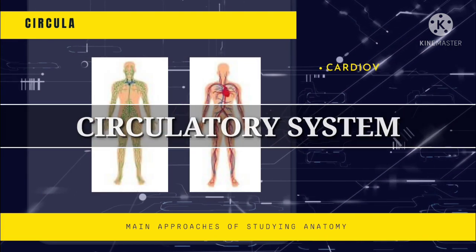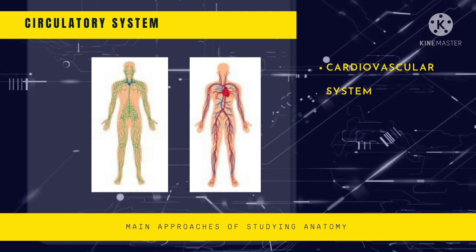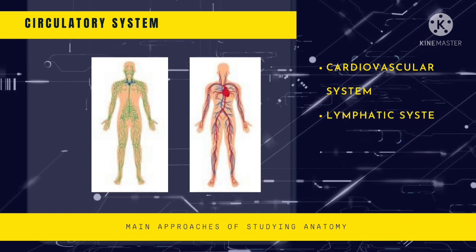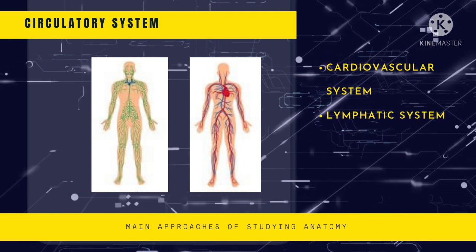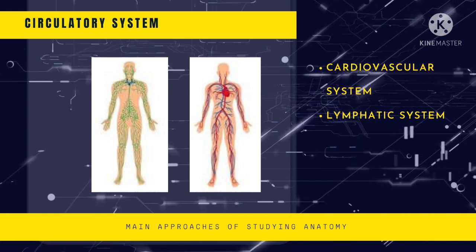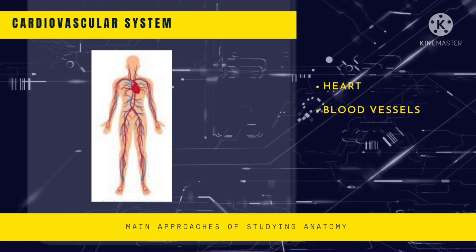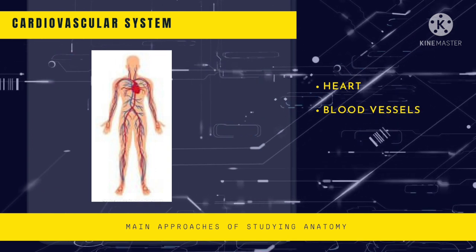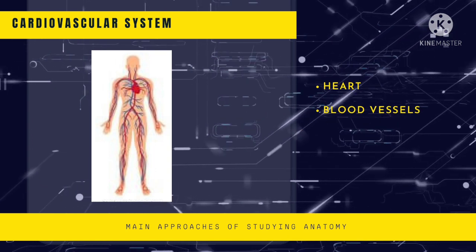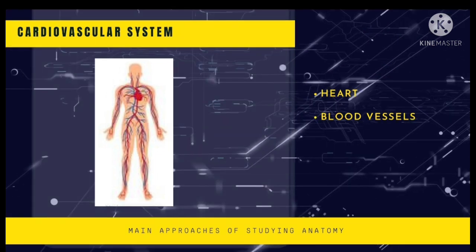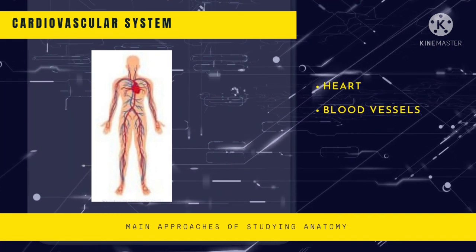Next is circulatory system. It consists of the cardiovascular and lymphatic systems, which function in parallel to transport the body's fluids. Cardiovascular system consists of the heart and blood vessels that propel and conduct blood through the body, delivering oxygen, nutrients, and hormones to cells and removing their waste products.